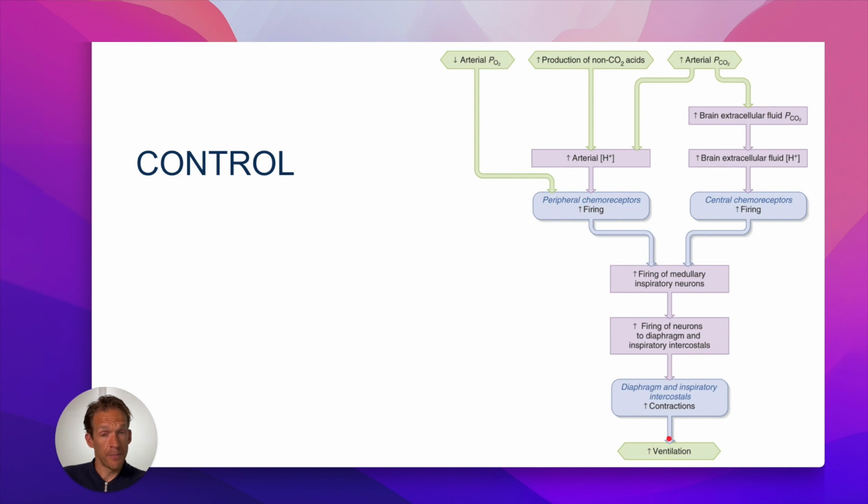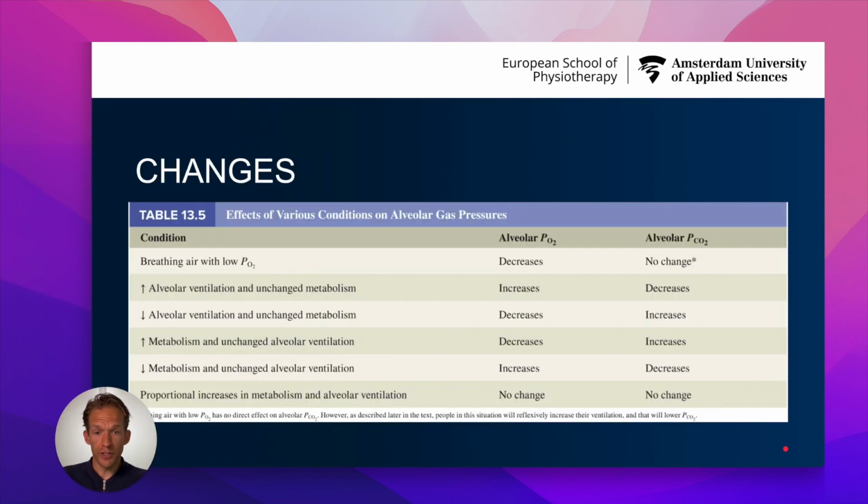So this flowchart is actually a summary that we will break down in this video to explain which factors are detected, which factors can be regulated, and how ultimately everything relates to the regulation and in particular to what happens during exercise. Right. So in this table you can see a couple of examples of conditions that could happen and what the influence would be on the alveolar PO2 and the alveolar PCO2.